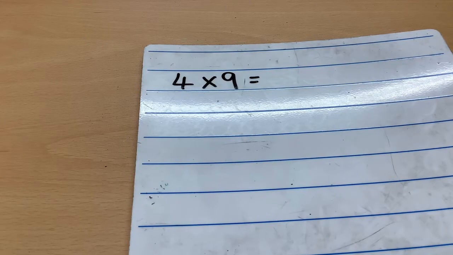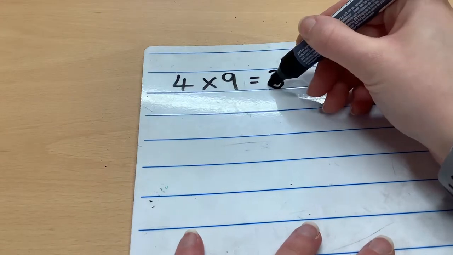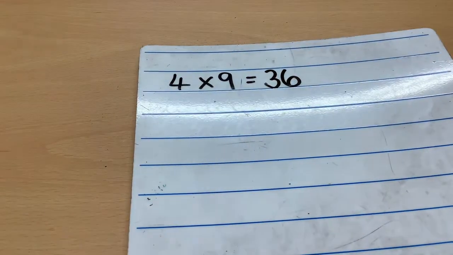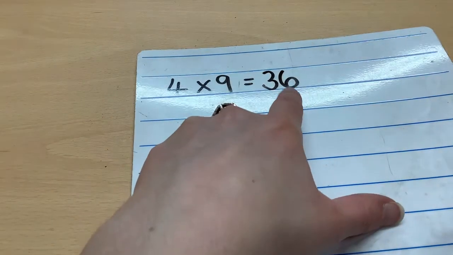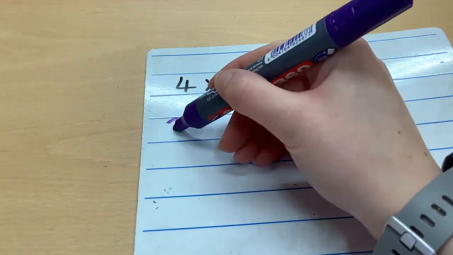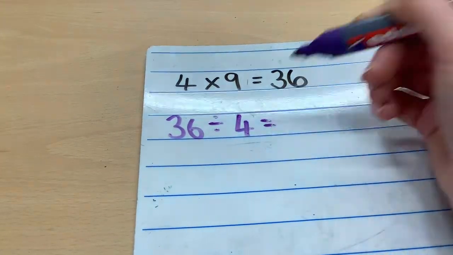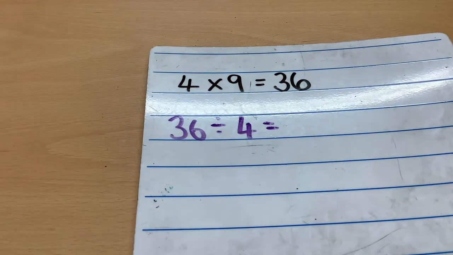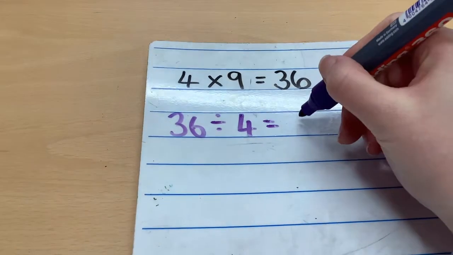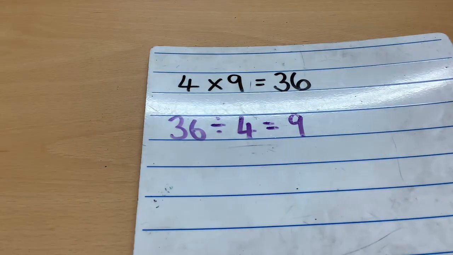Let's have a go at another multiplication equation. 4 multiplied by 9. 4 multiplied by 9 has a product of 36. To do the inverse, we have to divide, and you have to start with the product first. So 36 divided by 4, I'm going to do first. And 36 divided by 4 has a quotient of 9.